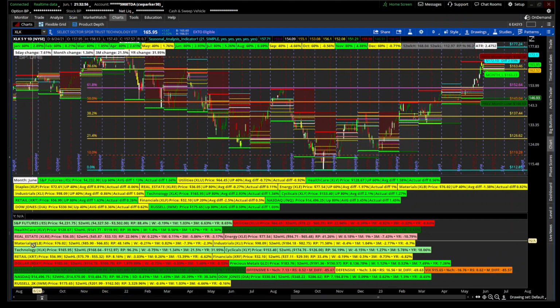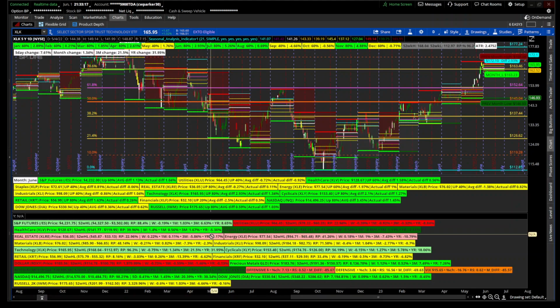So these are my updated sector rotation labels right here. And they change color according to the 5-day, the month, and the 3-month. And right now, this gives you a great idea where to go look at in different sectors. So you can see that this is the S&P Futures 500.